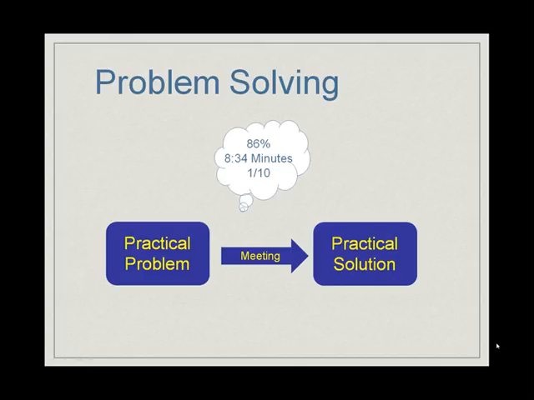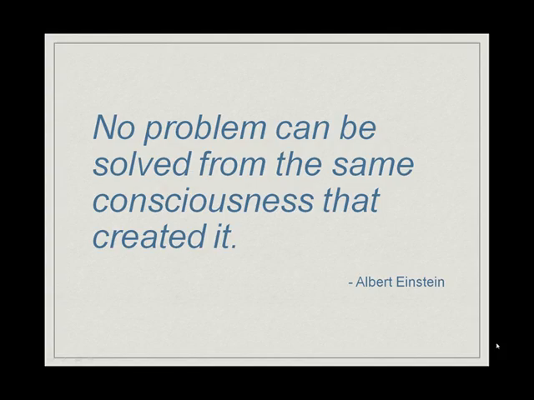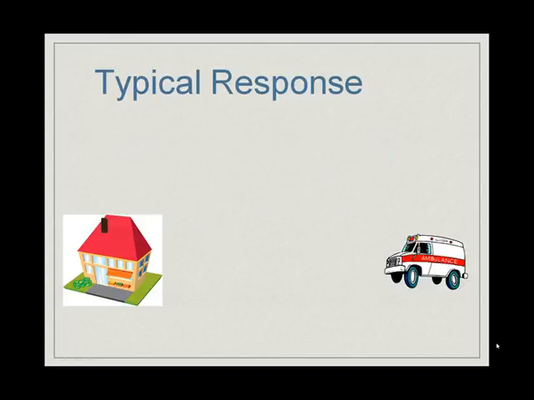Well, let's look at Six Sigma from a problem-solving perspective. Historically, people have practical problems. They'll hold meetings, and in the meetings, they may brainstorm a little bit about practical solutions. They'll test these solutions, quite often one at a time. But there's really no data that drives the decision-making process. As Albert Einstein said, no problem can be solved from the same consciousness that created it. So we have to think in a different way.